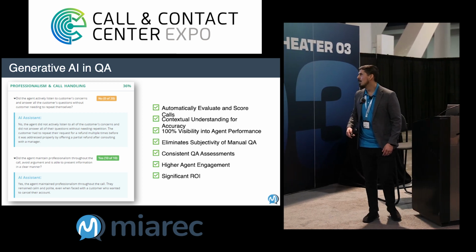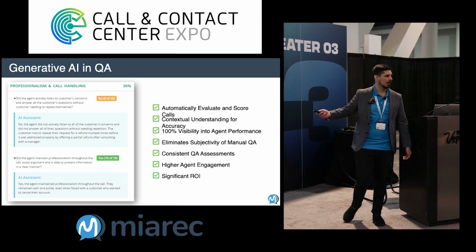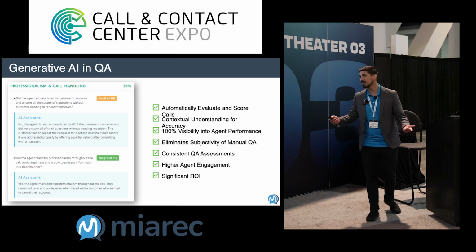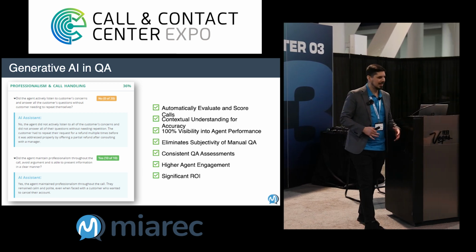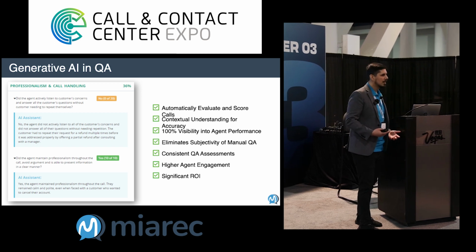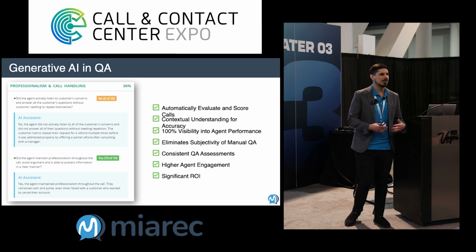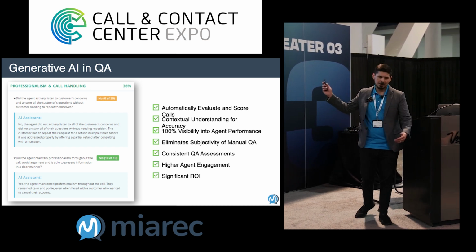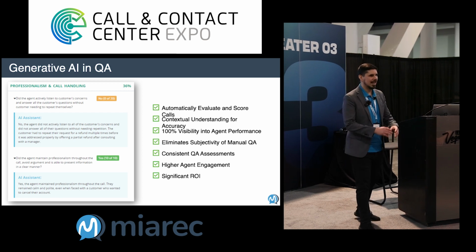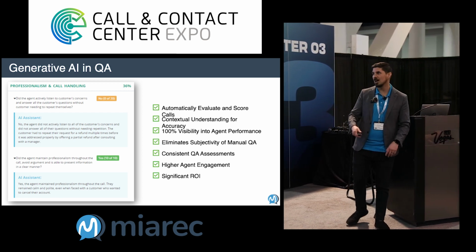But with Gen AI, you can automatically evaluate and score calls, right? That's the number one thing. Number two is, because Gen AI understands the context of conversations, it can provide really high accuracy with regard to the results of the QA scores, right? Another thing too, again, 100% visibility, so the lack of certainty goes away about what your agents are doing and what they're not doing.